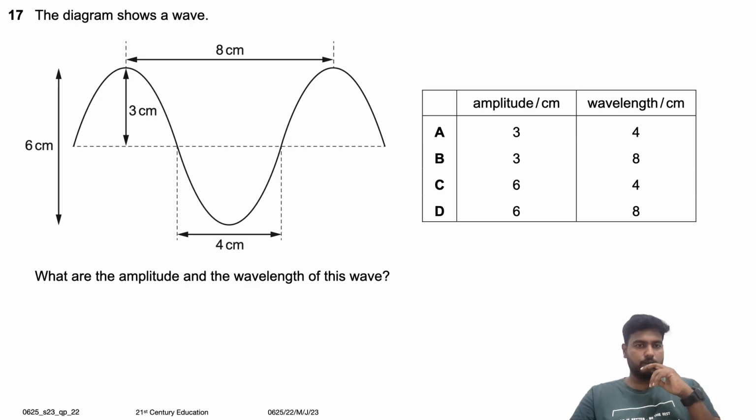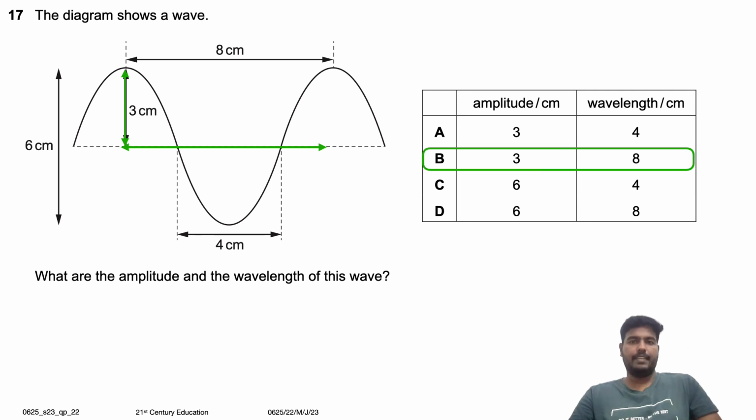The diagram shows a wave. What are the amplitude and wavelength of this wave? Okay, which is amplitude? The maximum displacement, that's here, which is 3 centimeter, and this is wavelength, one full wave, or between two same points. So this one, so 3 and 8.